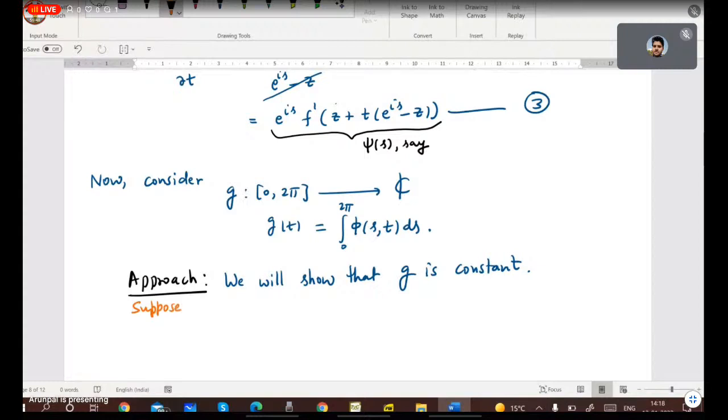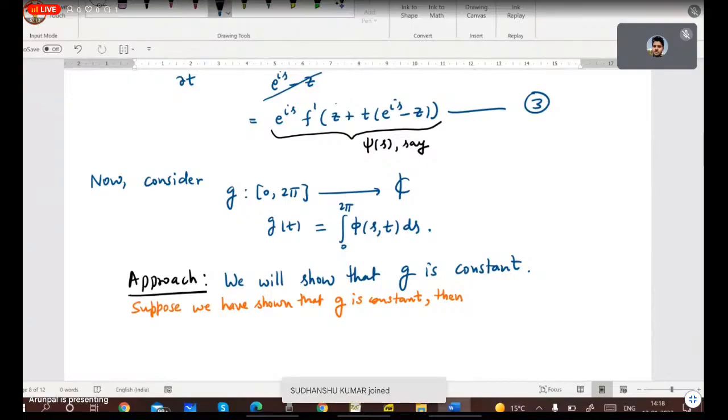Now suppose we have shown that g is constant, then it means what, class? Then it means the value of g at every point of the closed interval 0 to 2 pi will be the same, right class? In particular, the value of g at the endpoints will be the same. Is this okay?